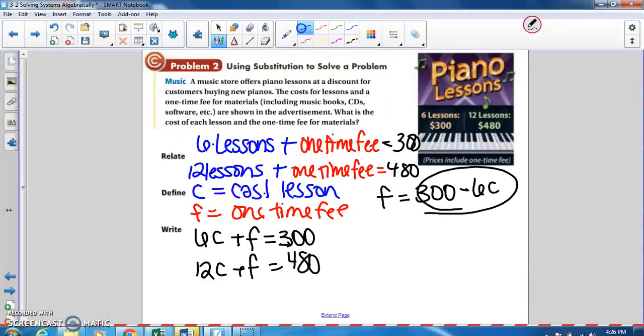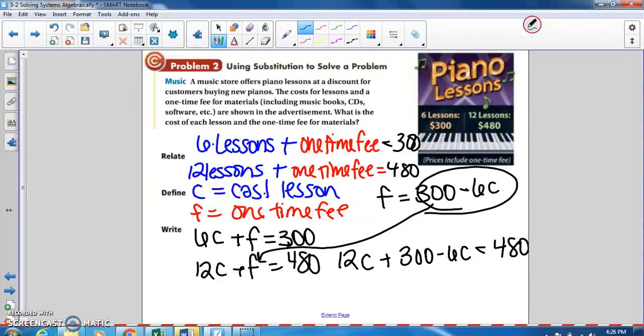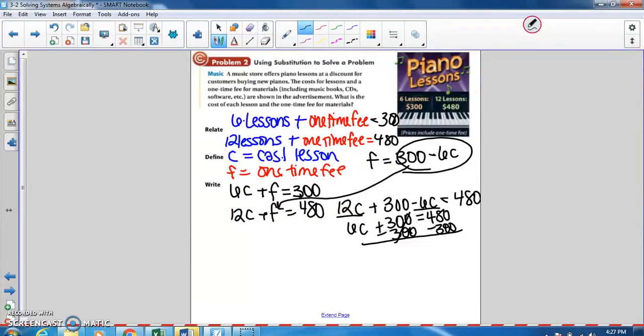Now I'm going to plug this expression of F into my other equation. So I have 12C plus 300 minus 6C is equal to 480. Combine like terms. 6C plus 300 is equal to 480. Subtract 300. C is equal to 180 divided by 6. C is equal to 30, which means the cost of one lesson is equal to $30.